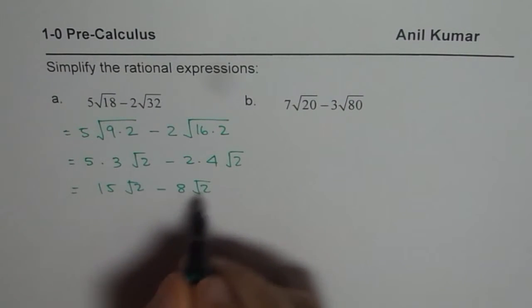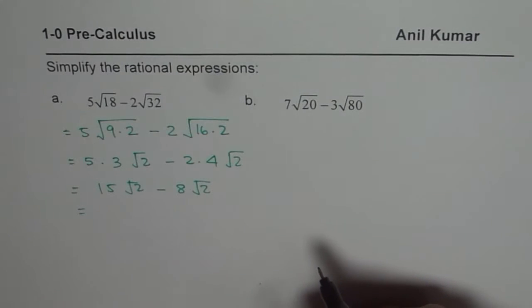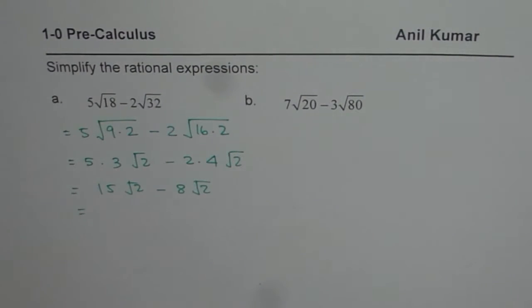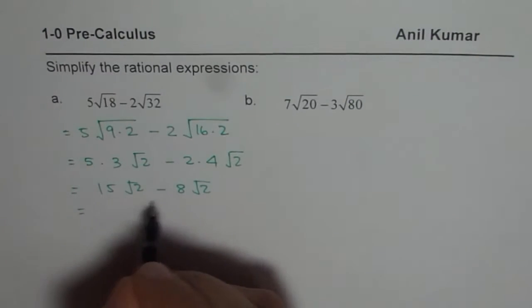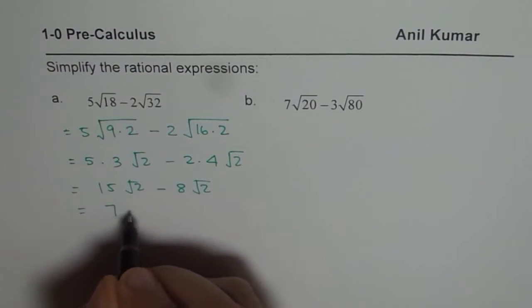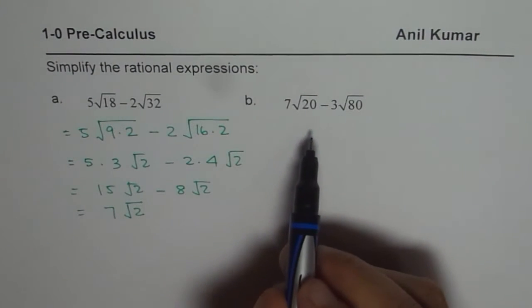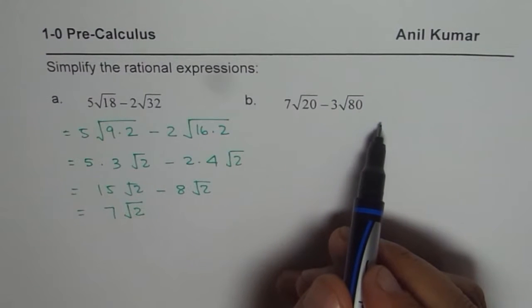Now since we have both square root 2's, they have a common square root 2, right? So they are similar terms. They can be combined. 15 minus 8 is 7. So we get 7 square root 2 as a simplified expression. You can pause the video and simplify the next expression.